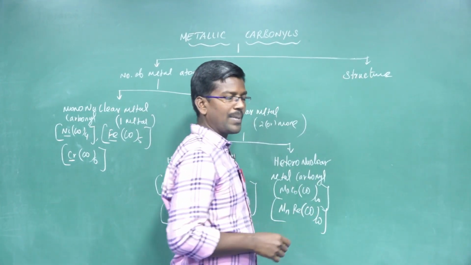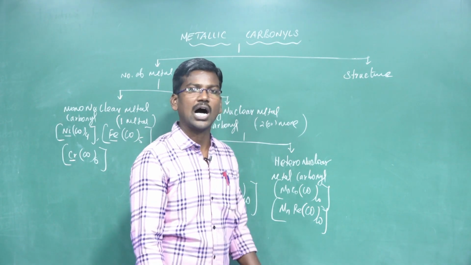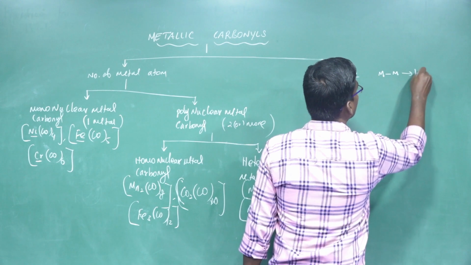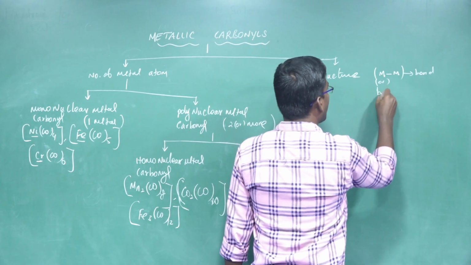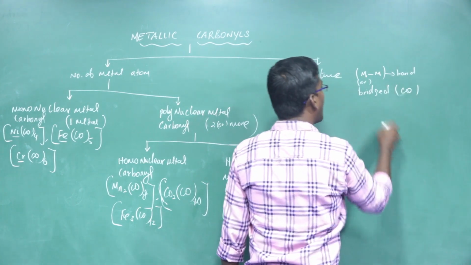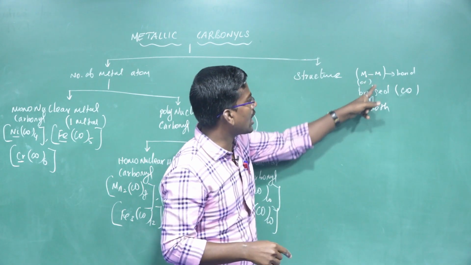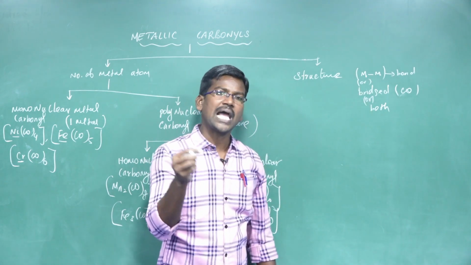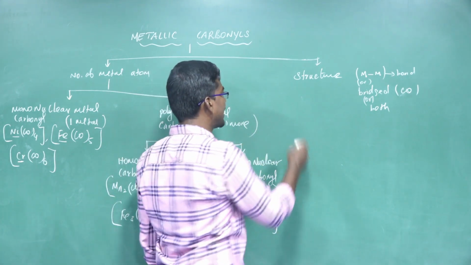In the structure of metallic carbonyl compounds, binuclear metal carbonyls involve either a metal-metal bond, or bridged carbonyl groups, or both. Both means those compounds which contain both a metal-metal bond and bridged carbonyl groups. The carbonyl ligand directly linked with only one metal atom is known as a terminal carbonyl group.